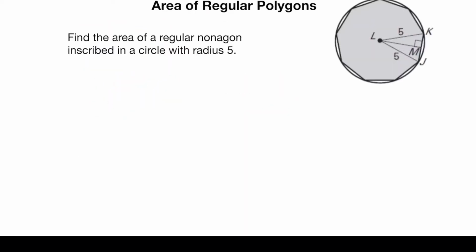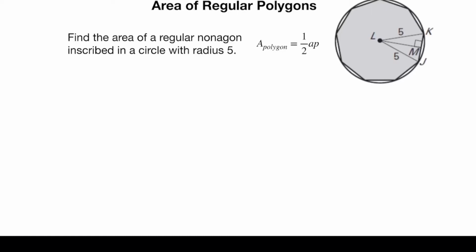This example wants us to find the area of a regular nonagon inscribed in a circle with radius 5. And let's just remind ourselves what that area formula is. Area of a regular polygon is 1/2 apothem times perimeter. So I need to find apothem and perimeter.